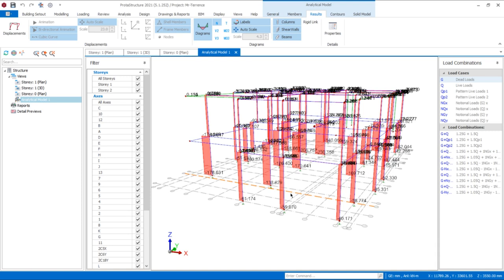That is called the load path. If the analytical model is incorrect, the load path becomes incorrect. And if the load path is incorrect, your design result cannot be trusted.